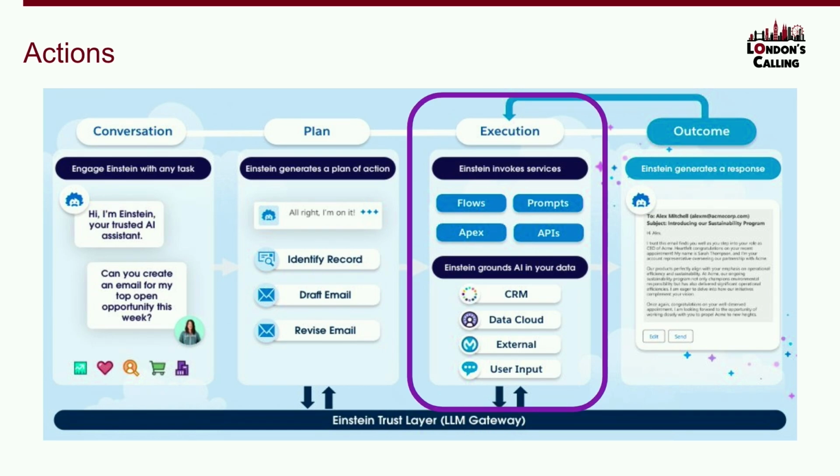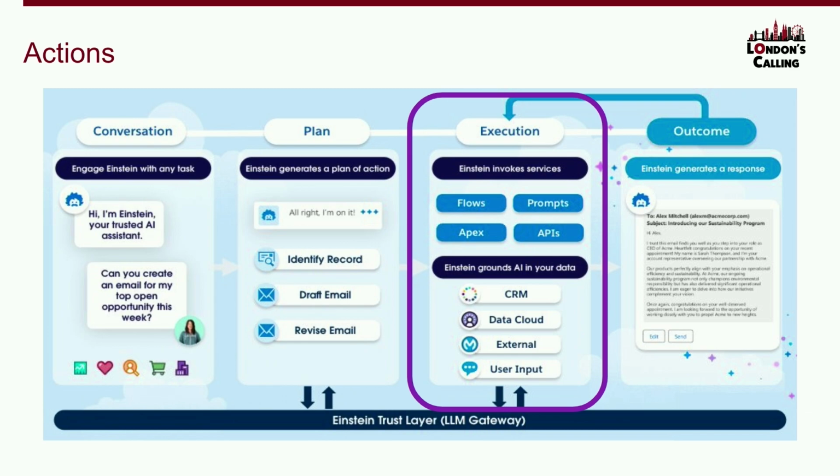And then this is where the actions come in. This is where it's going to actually execute those actions. And those actions can be flows, they can be prompts, they can be Apex codes, and I'll show each of those. They can also call out to APIs, so anything you can do in those tools, you can do within Copilot as well. And it can be data that comes from your CRM. It can come from Data Cloud if you're using Data Cloud.